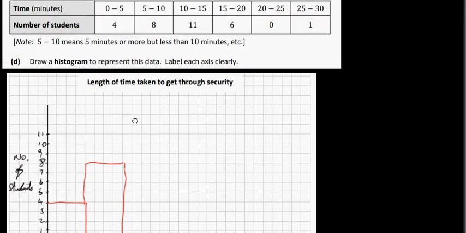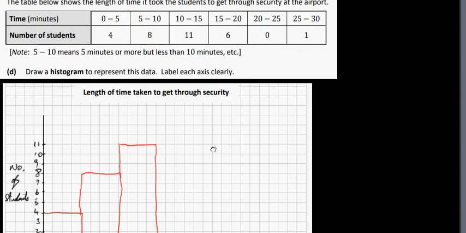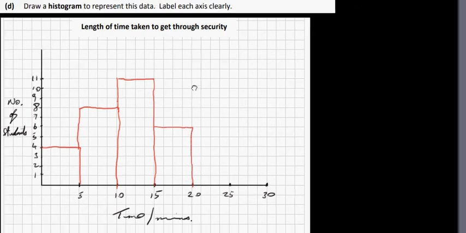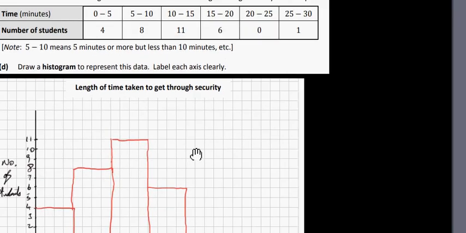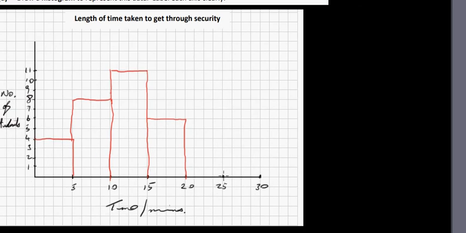Okay, let's see, from 10 to 15 we're going to 11, so we're going here. Let's see, from 15 to 20 we're going to 6, so we're going here, 6. And 20 to 25 is 0, so we don't have to do anything with that. 25 to 30 is 1. 25 to 30, we just go up 1 here.